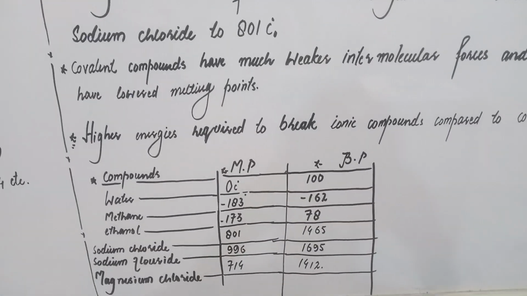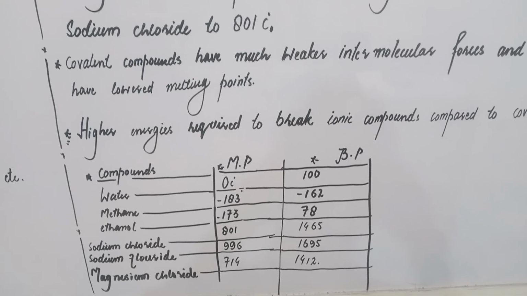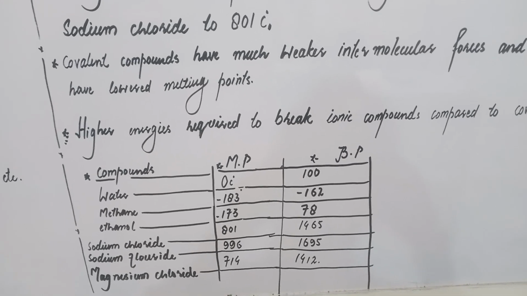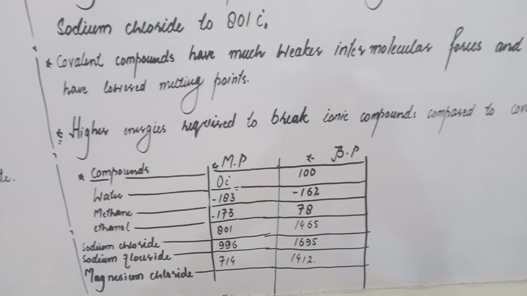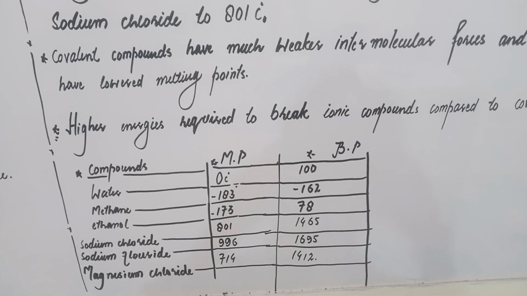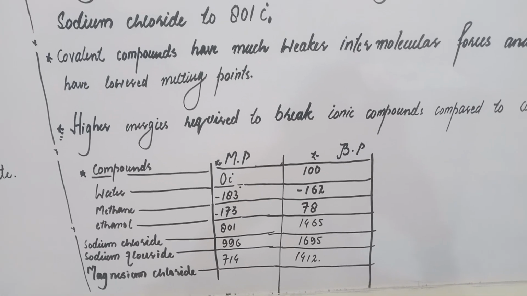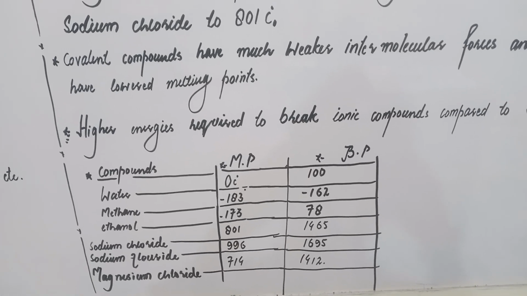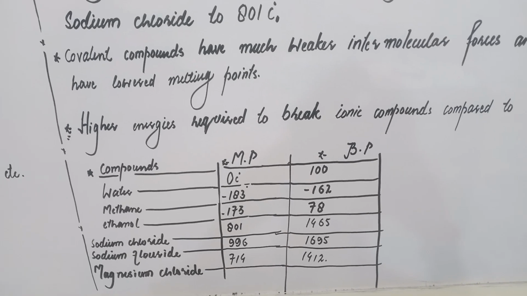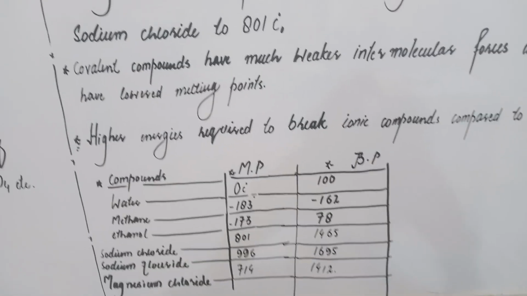So you can see from the table that the melting points and boiling points of ionic compounds are much higher because of the strong electrostatic attraction between their charged ions.